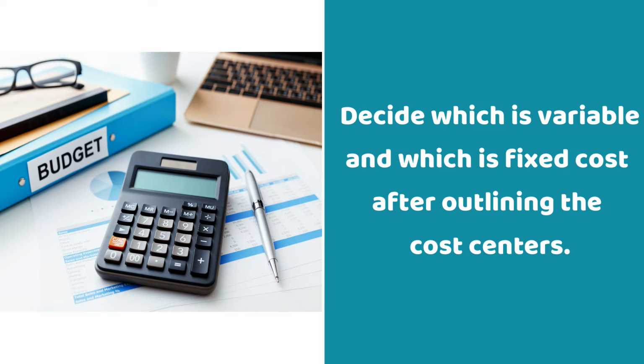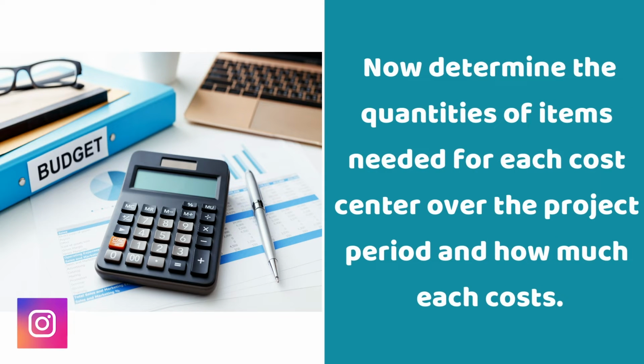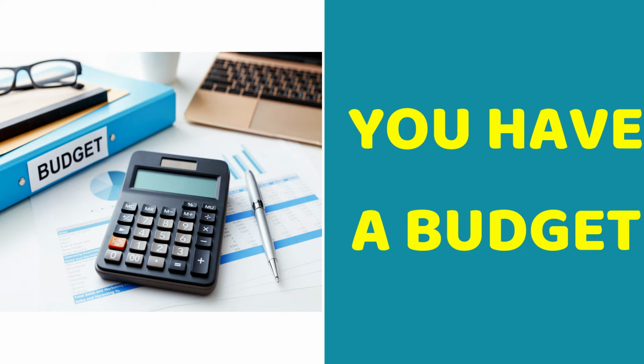Decide which of these cost centers is variable and which is fixed cost after outlining all these cost centers. Now, determine the quantities of items needed for each cost center over the project period and how much each cost. Congratulations, you have a budget.